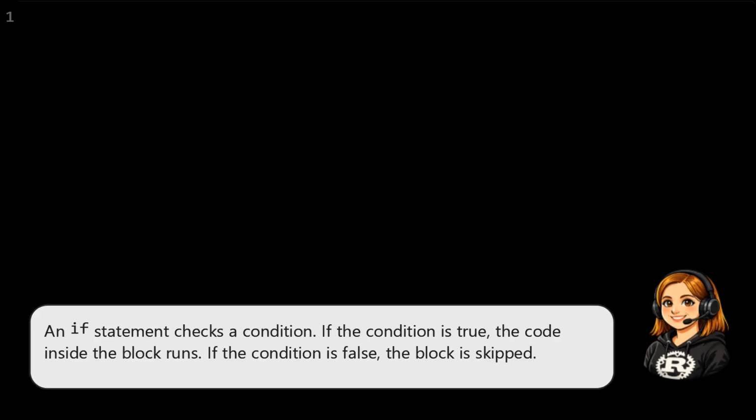In Rust, we use if statements to control this behavior. An if statement checks a condition. If the condition is true, the code inside the block runs. If the condition is false, the block is skipped.